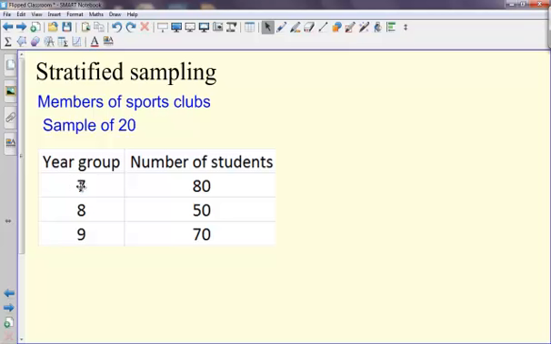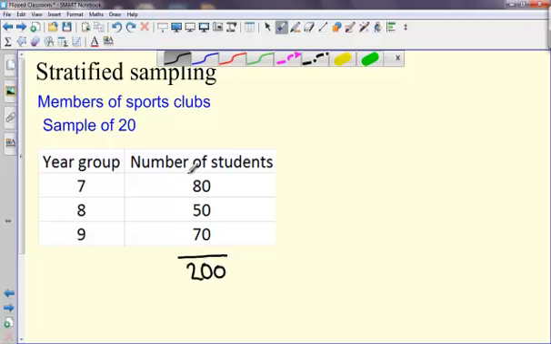So I'm going to get a fair amount of year 7s, year 8s and year 9s based on how many there were. So to conduct a stratified sample, first thing you do is add up the total number of students in this case. So 80 plus 50 plus 70, that comes to 200. Then I need to work out what proportion of my sample size to take from this year group. So in year 7 there were 80 out of the 200 students, and I want to times that by my sample size. I want 80 200ths of 20.